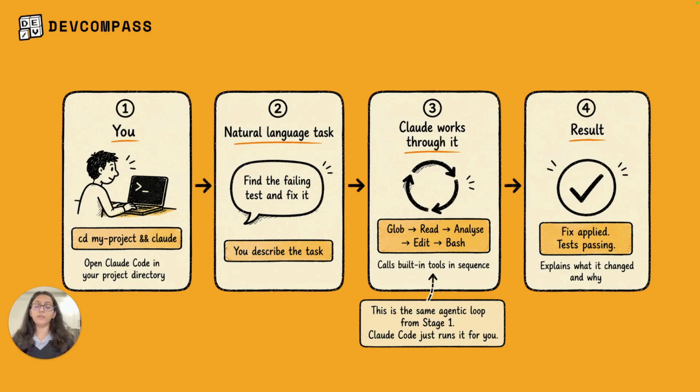Okay, so remember, this is the same agentic loop from stage 1. Claude Code isn't doing something magical. It is running the same loop that we have already built in stage 1. You just don't have to write the plumbing yourself. It's already wrapped in and built in.